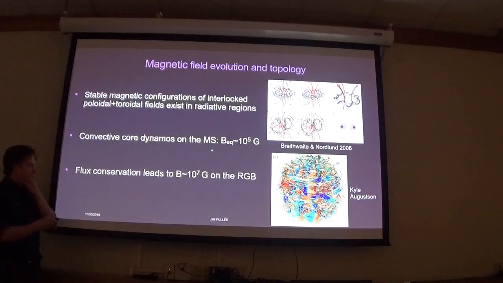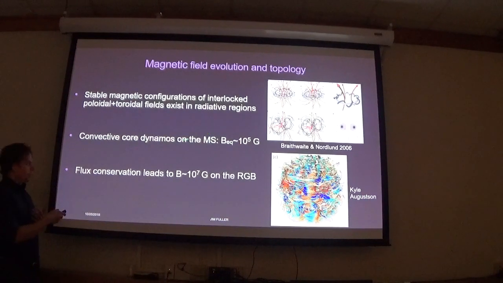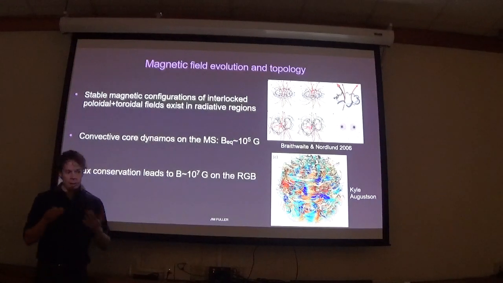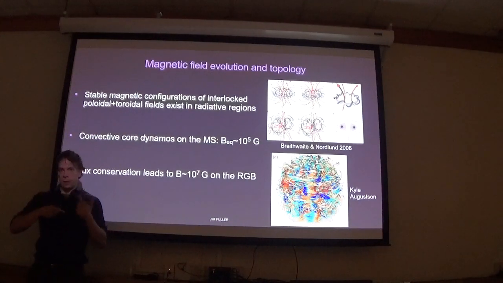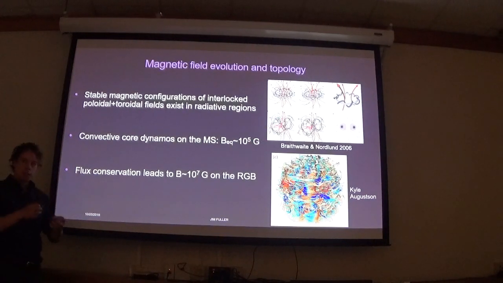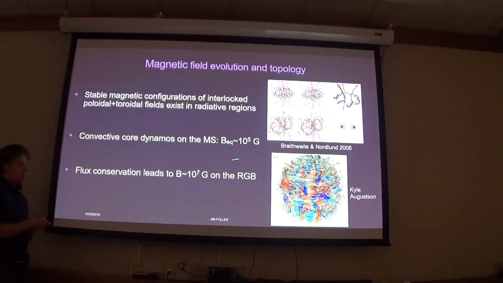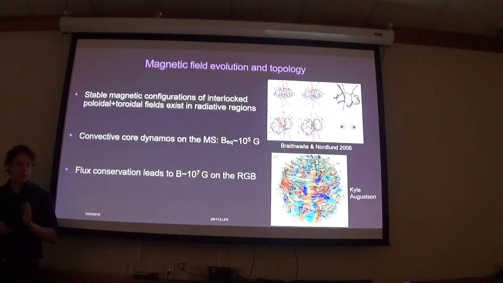Okay, so are the fields strong enough? I think the answer is yes. For the convective core dynamos on the main sequence, we might expect a magnetic field, and this is what the simulations show, basically in equipartition with the kinetic energy of the convective motions. That gives you a magnetic field of order 10^4 to 10^5 Gauss on the main sequence. If that magnetic flux is conserved when the core contracts after the main sequence, we expect magnetic fields of 10^6 or 10^7 Gauss. And that's strong enough to produce this magnetic suppression effect. So I think that's what's going on.